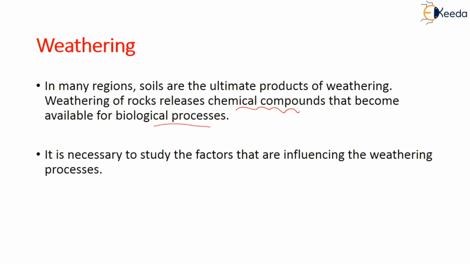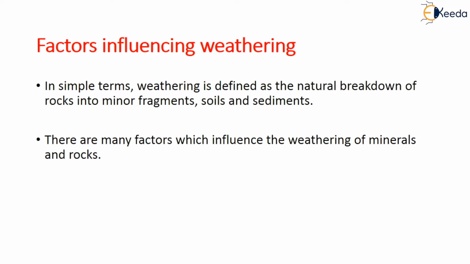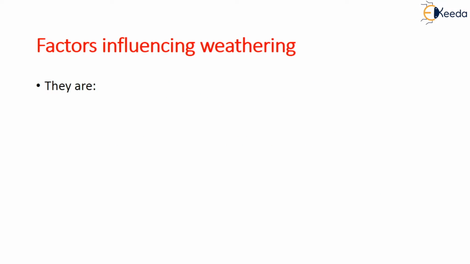It is also necessary to study what are the factors that are influencing the weathering processes. Let us see what are the different factors which are influencing the weathering. In simple terms, we can also say that it is a natural breakdown of the rocks into minor fragments like soils and sediments. A big rock or the parent rock will get disintegrated and form soils and sediments. There are many factors which influence the weathering of the minerals and the rocks. Let us see what they are.